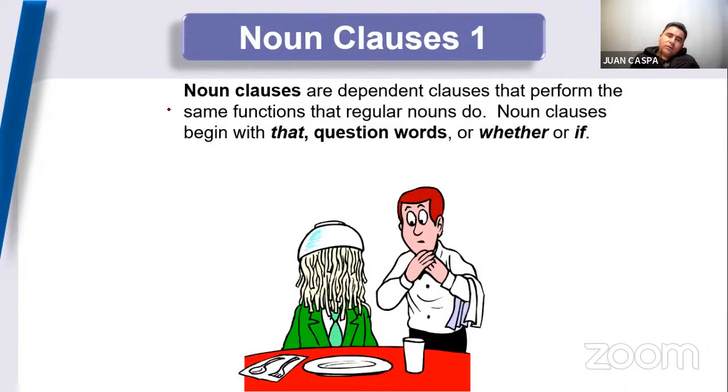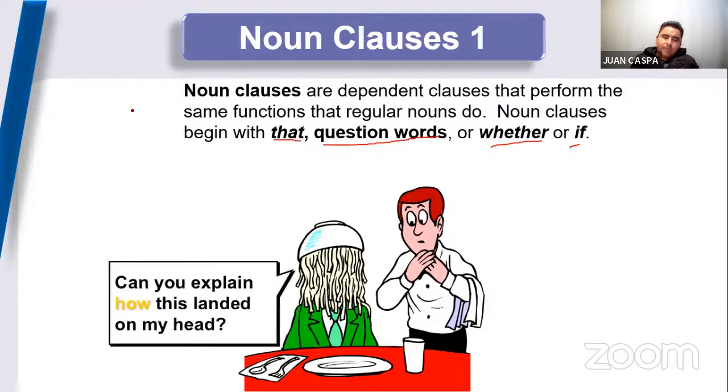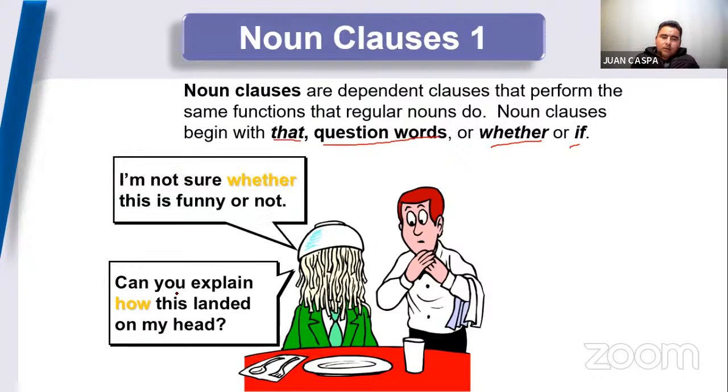Okay. First of all, the noun clauses. Noun clauses are dependent clauses that perform the function of nouns. Noun clauses begin with that, question words, or whether or if. Noun clauses are like ideas, okay? For example, here: can you explain how this landed on my head? How is over here, right? And this must be the noun clause.